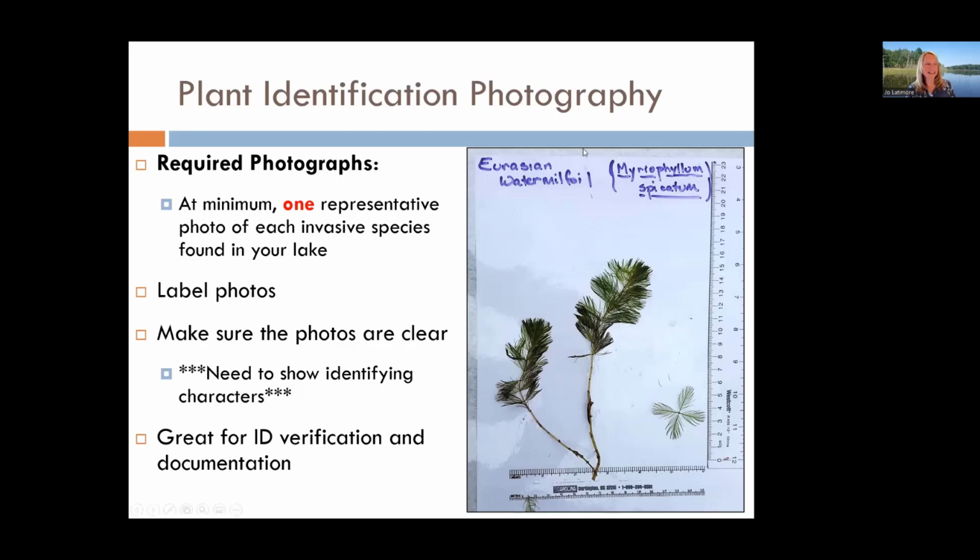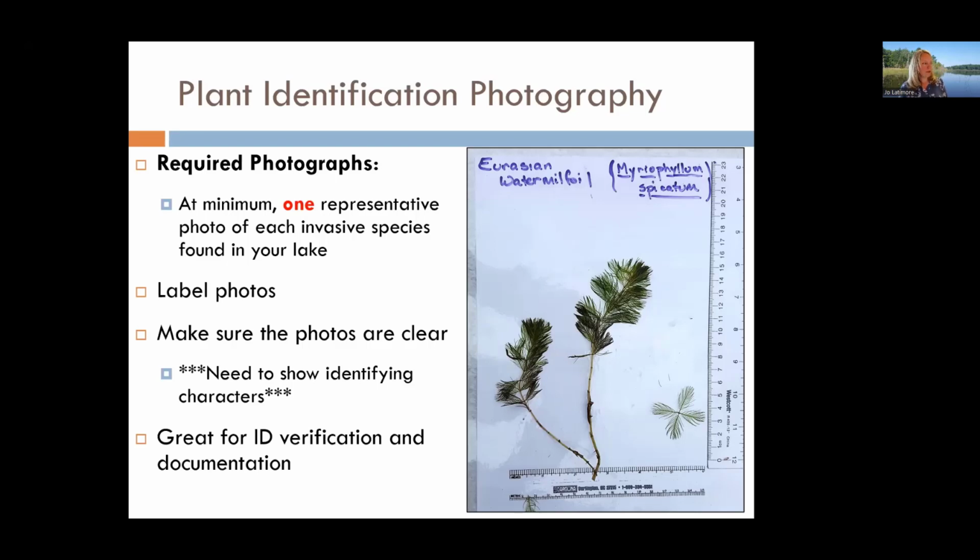The one thing this doesn't have, it has the name of it, but what it doesn't have is a label showing where the plant was found. So really there should be, site 1 should also be written on here. So we know this is Eurasian milfoil that you found at site 1. And that'll be useful for you too, to share with others. You can show people the pictures of the invasive plants that you found.